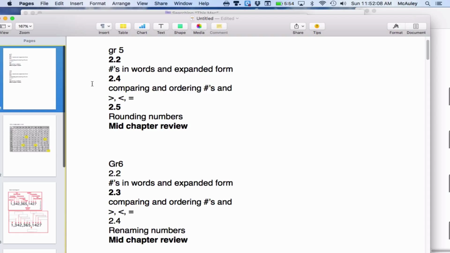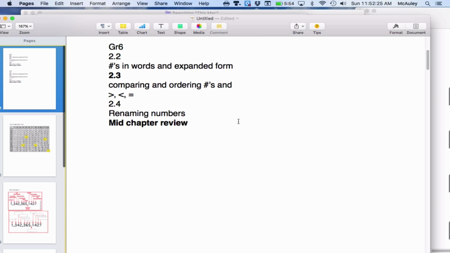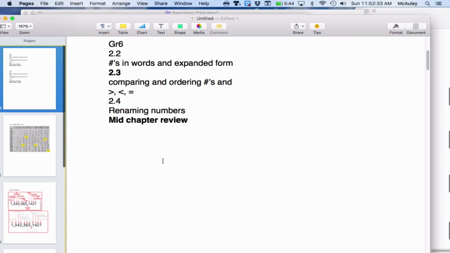These are the sections that they need to know, and it covers writing numbers in words and in expanded form. Expanded form means 23 would be 20 plus 3, for example. Greater than, less than, and some rounding numbers. And it goes all the way up to the mid-chapter review. In grade 6, it's similar, but they have another section called renaming numbers, which was a little problematic. So I'll talk a little bit right now about what that means.